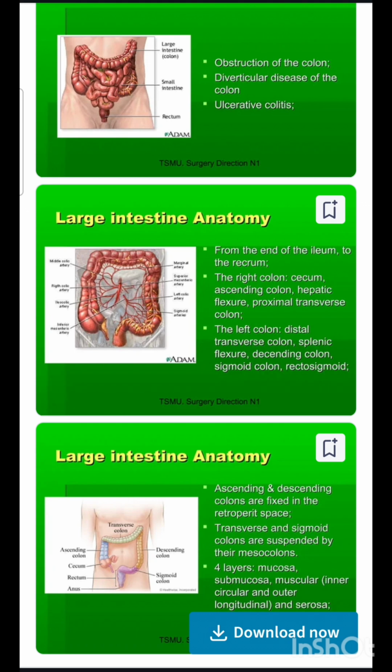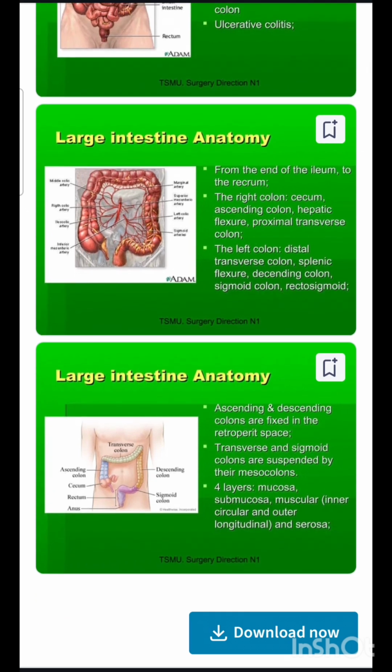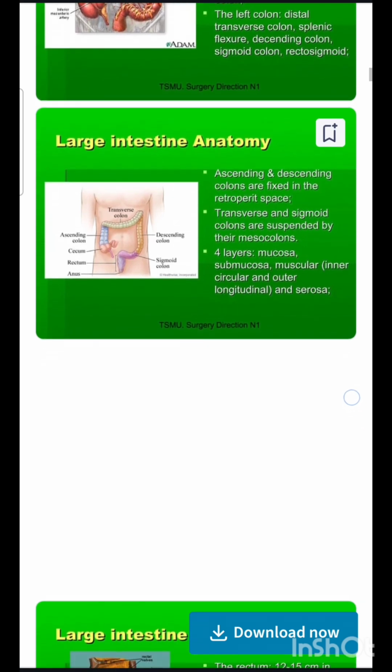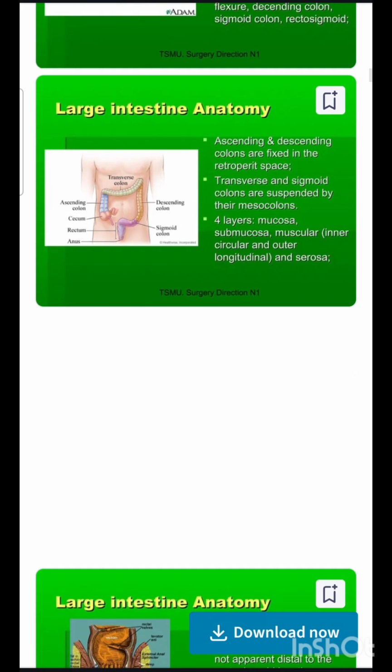The right colon, cecum, ascending colon, hepatic flexure, proximal transverse colon, left colon, distal transverse colon, splenic flexure, descending colon, sigmoid and rectosigmoid are all the parts. In large intestine anatomy, the ascending and descending colons are fixed in the retroperitoneal space. The transverse and sigmoid colon are suspended by their mesocolons. There are four layers: mucosa, submucosa, muscularis, and the serosa.